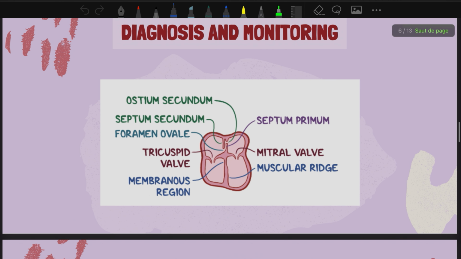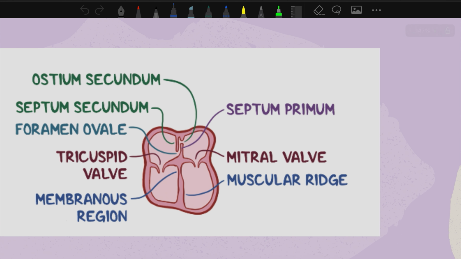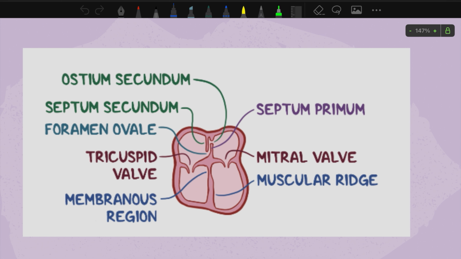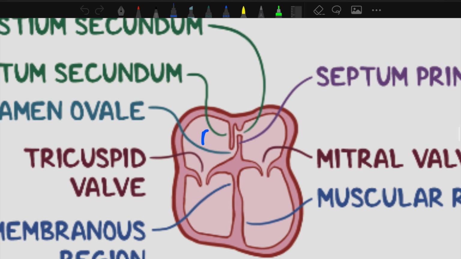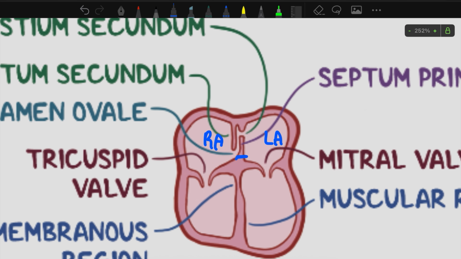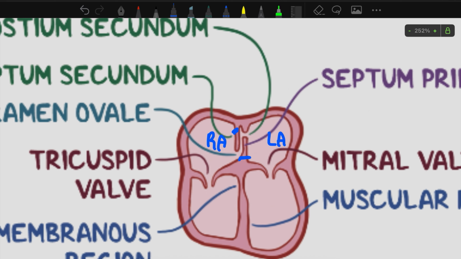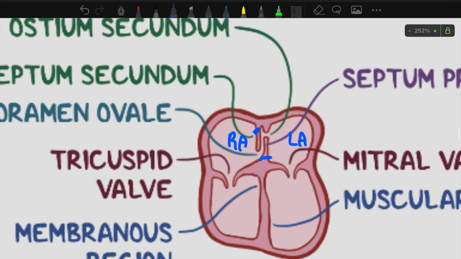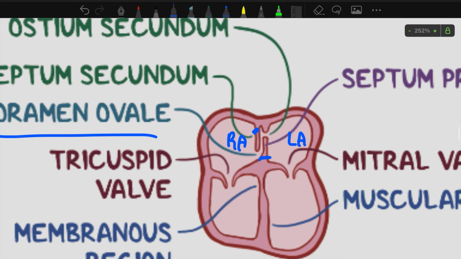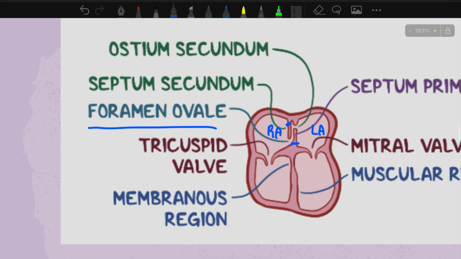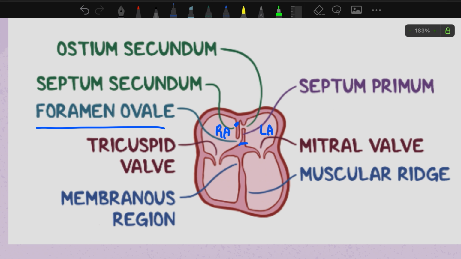Just to show you an image summarizing everything: that's the right atrium and that's the left atrium, and here we have the septum primum, which goes from up to down and leaves this empty part, called the ostium secundum. Here we have the foramen ovale, and that's the septum secundum. From the foramen ovale, the blood goes from the right atrium to the left atrium. And that's it for the interatrial septum. That's all you have to know.